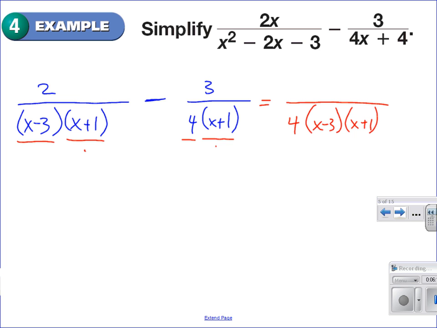So this guy is missing a 4, right? This denominator is missing a 4. So if I multiply on the bottom by 4, then I have to multiply the top by 4. So I get 8.